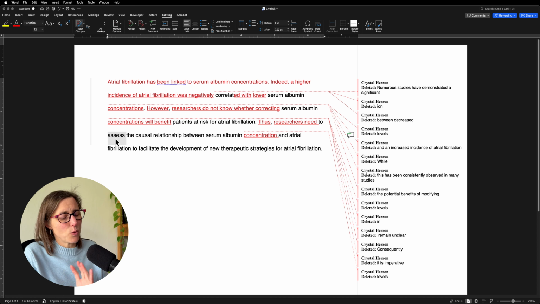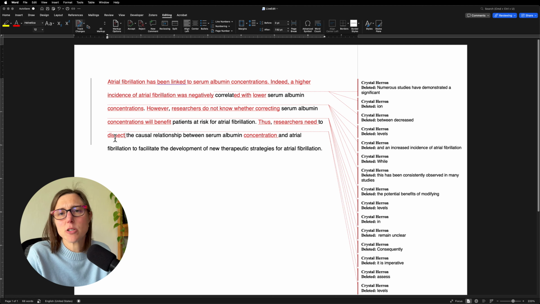Let's deal with this weak verb here. I want to change this. So EditGPT changed it to evaluate and determine. I think both of those work. Another one, not everyone will agree with me on this. Dissect comes to mind for me. There are different verbs you could use.